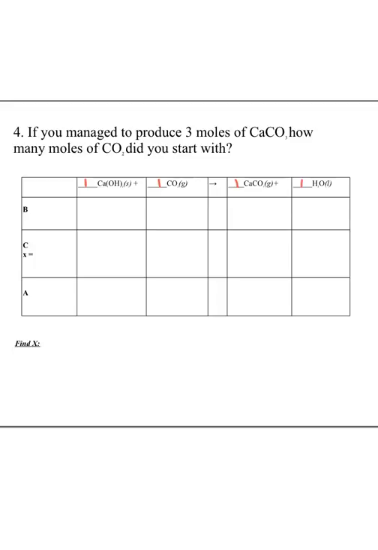If you manage to produce, so I am making 3 moles of CaCO3. Well, if we look, CaCO3 is a product. So what they're saying is I am making 3 moles of CaCO3.